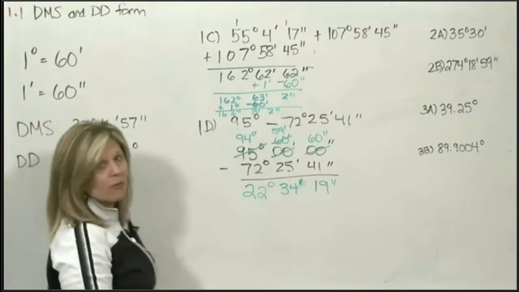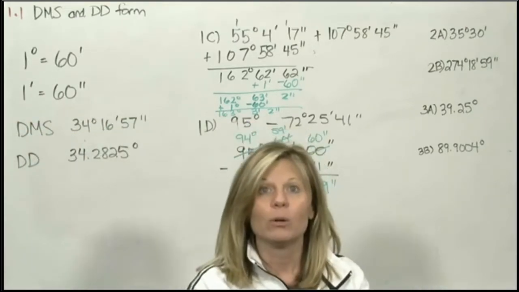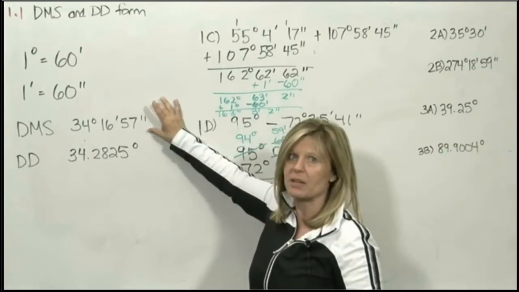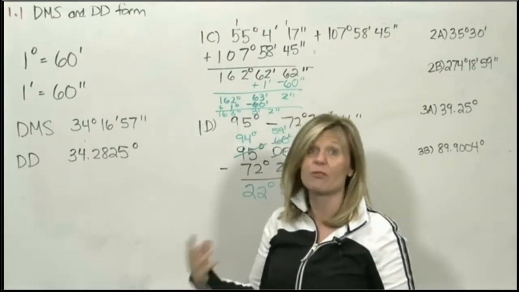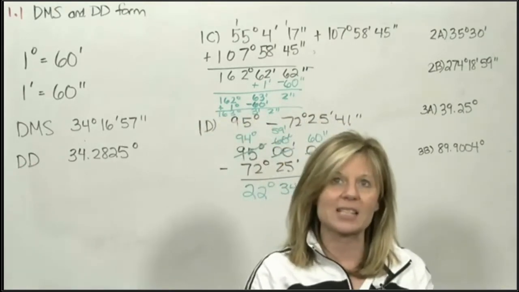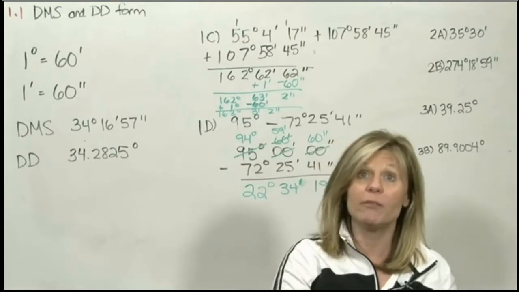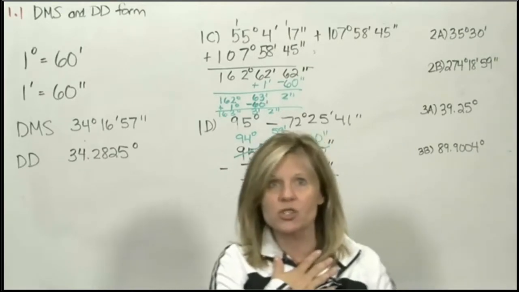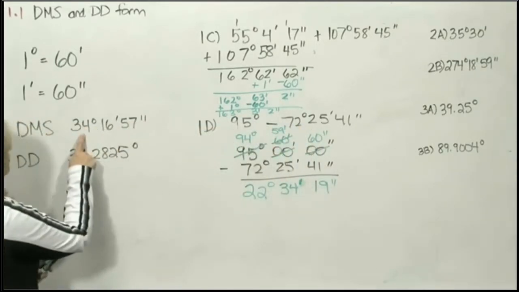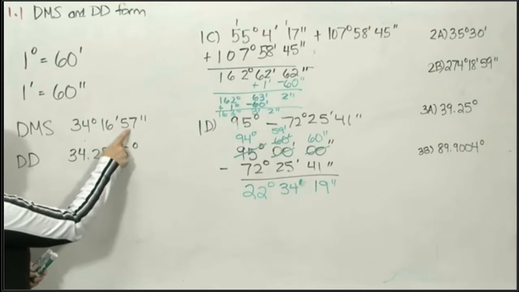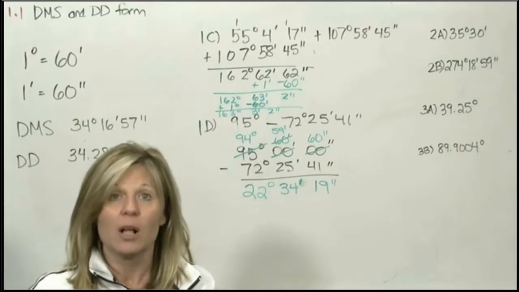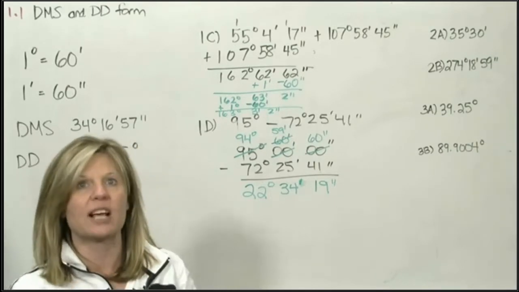All right. So far, so good? Now, we got to understand, if an angle is written in DMS form, degrees, minutes, seconds, it could be converted into what we call DD form. DD form is called decimal degrees. Now, you are very spoiled, unlike me. When I was in school, we had to do this by hand. So, for example, if I had 34 degrees, 16 minutes, 57 seconds, and I did want to write this as a decimal number, there is a way to manually change that to a decimal number.